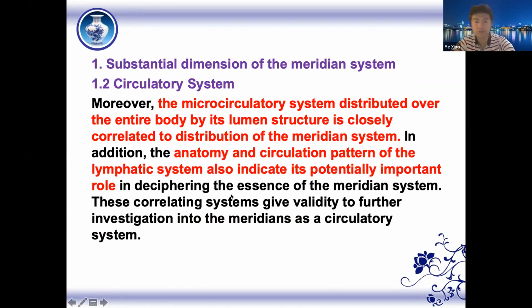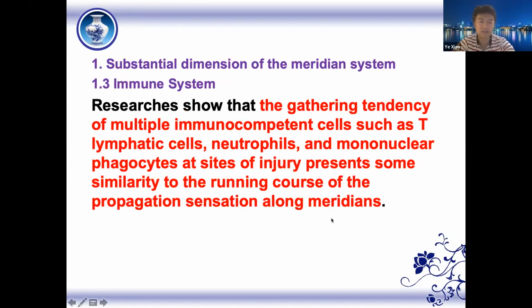Moreover, the microcirculatory system distributed over the entire body by its lumen structure is closely correlated to the distribution of the meridian system. In addition, the anatomy and circulation pattern of the lymphatic system also indicate its potentially important role in deciphering the essence of the meridian system. All these correlating systems give validity to further investigation into the meridians as a circulatory system. And the next system involved is the immune system.